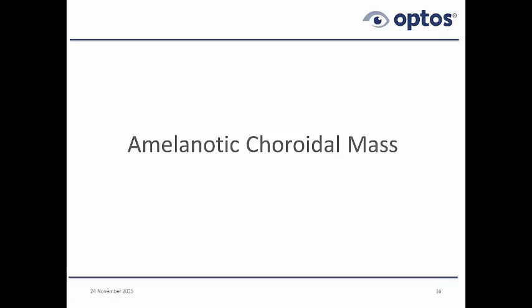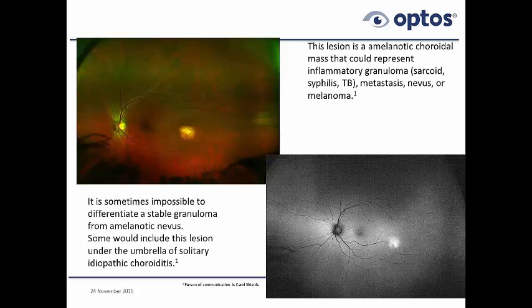In contrast, let's talk about a patient with an amelanotic choroidal mass, meaning a choroidal mass that seems not to have any pigment. And there are such entities as amelanotic malignant melanomas. Okay, here's the patient. The color is on the upper left and the autofluorescence is on the lower right. Notice that it's obvious on the color, and it's also very, very obvious as a hyper-autofluorescent lesion on autofluorescence. This is an amelanotic choroidal mass.